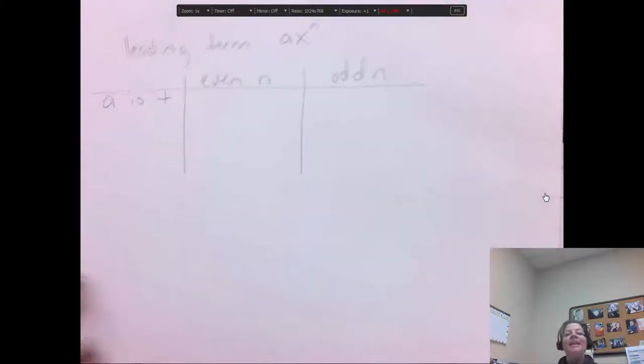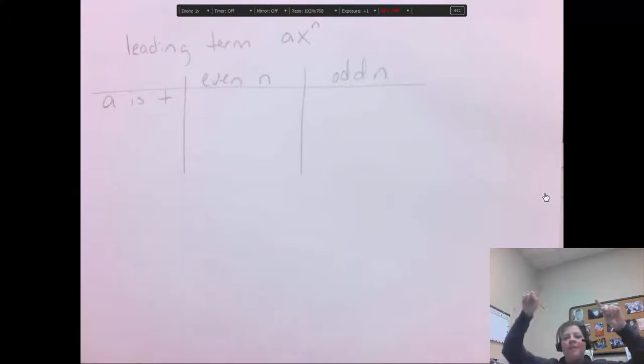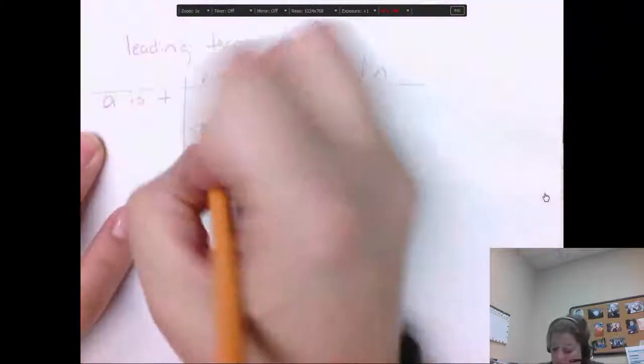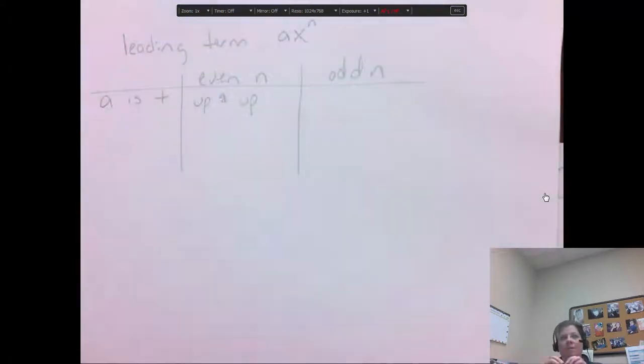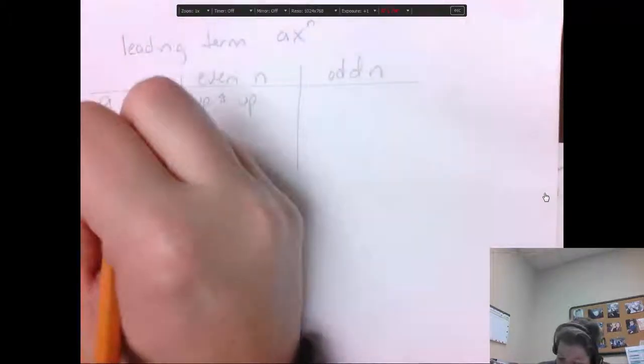Even is like our parabola; it gives the same shape. Anything that's even has this kind of shape. It could go like this and then up, or it could be down, then wiggle, wiggle, and then back down. But even ends are the same. So if a is positive and n is even, then your end behavior is up and up. They're both up and up. So if a is negative, okay, hold on, let me pause.